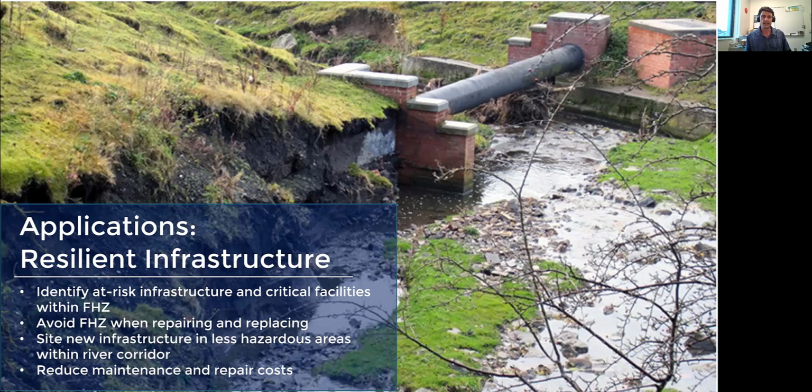This helps us identify at-risk infrastructure and critical facilities that exist within the fluvial hazard zone. When we do repairs and replacing of these infrastructure over time, we can avoid the fluvial hazard zone. Maybe we can do setbacks and the like so that we're out of these hazardous corridors and site new infrastructure in less hazardous areas. Ultimately, the goal would be to reduce maintenance and repair costs.